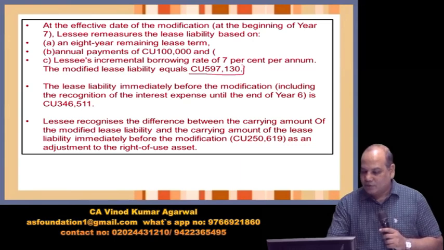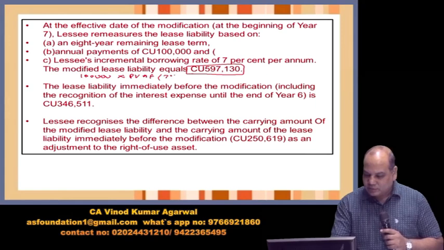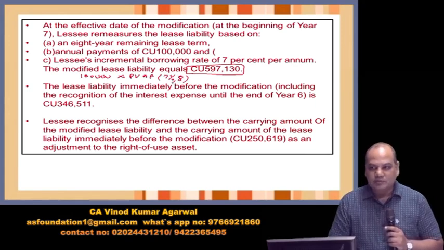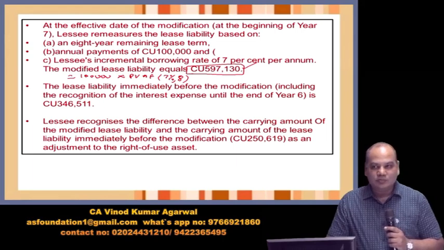Are you getting 597,130? That is 1 lakh multiplied by PV annuity factor, 7%, 8 periods. Is it right? Say yes or no. Then only we can move forward. Right.